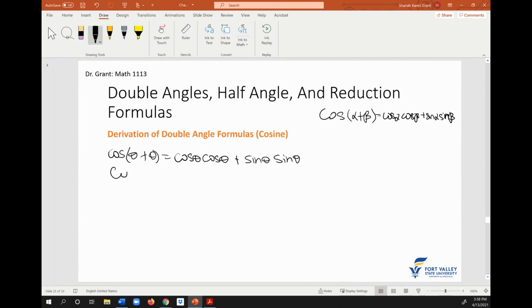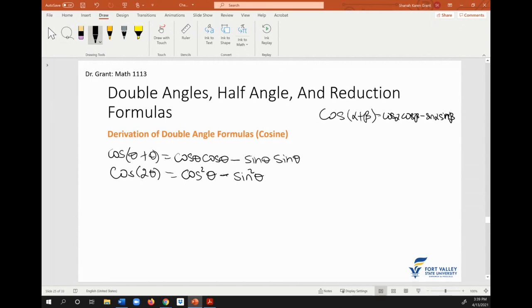So that means we have that cosine of 2 theta equals, so this is your multiplying, so it becomes cosine squared theta plus sine squared theta. Actually, it should be minus.